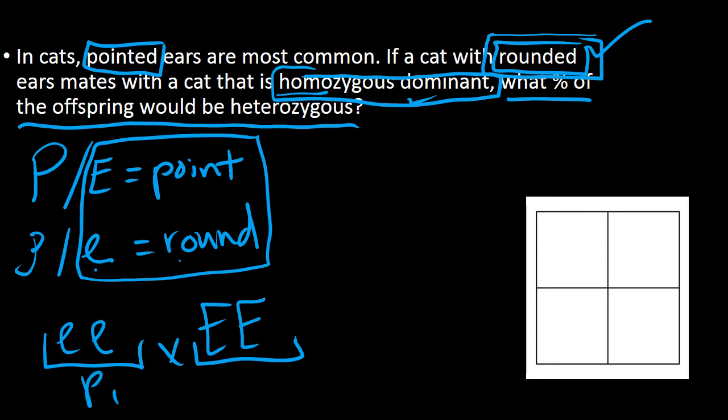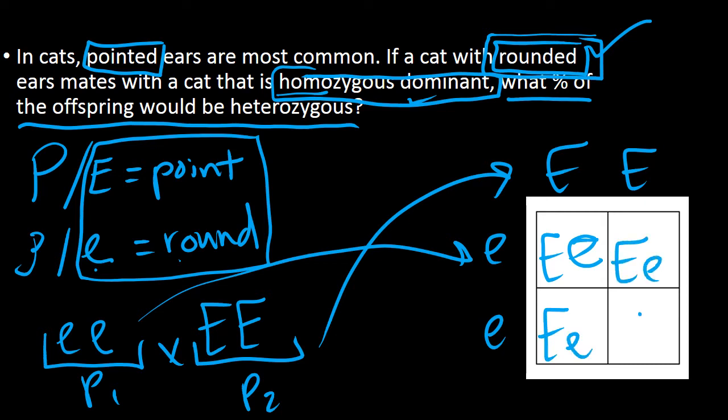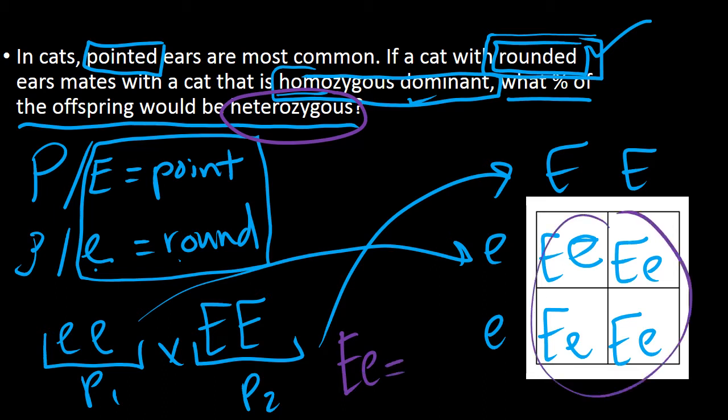Go ahead and put your parents on your Punnett square. So lower, lower, capital, capital. Fill in your Punnett square. And then go back to your question. My question was asking how many would be heterozygous. Hetero means different, so that's 1 capital and 1 lowercase. All of my children, so that was 100%, or 4 out of 4, would be heterozygous.